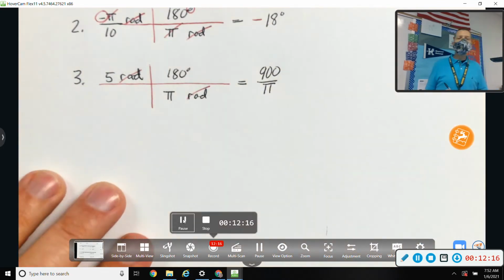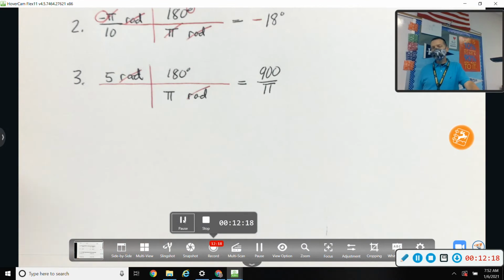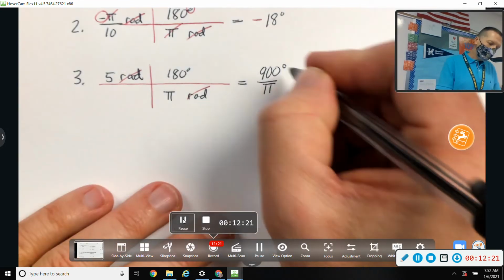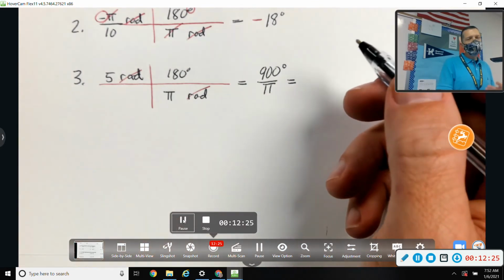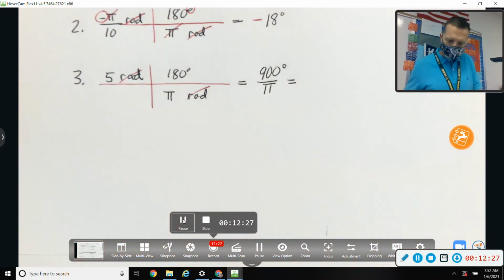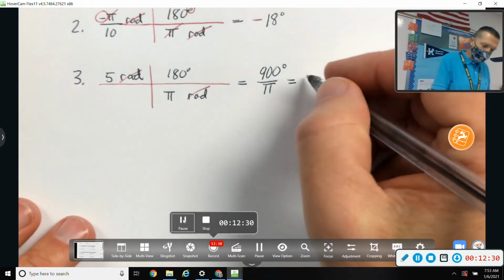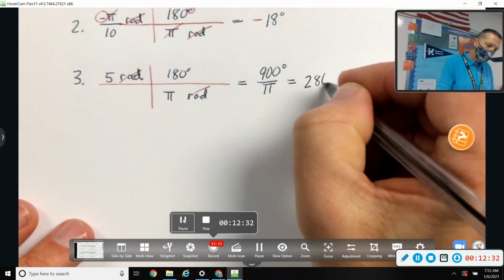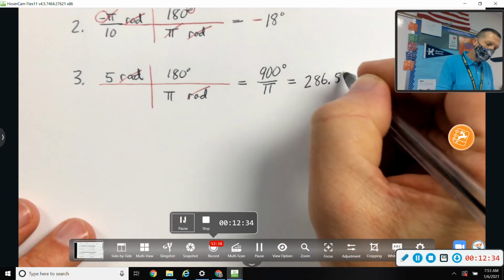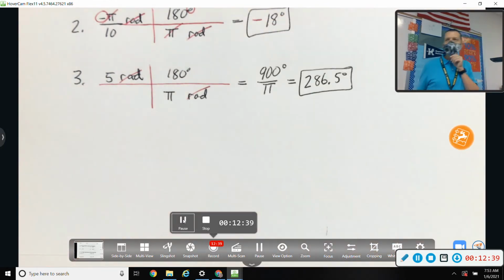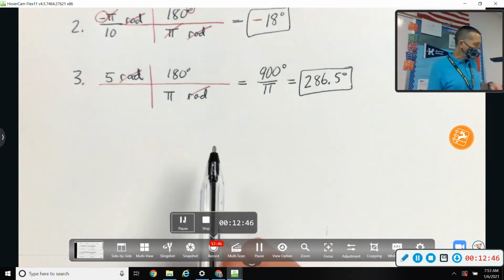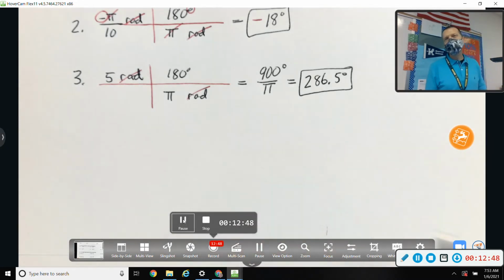900 over pi. That's okay as an answer, but since we're in degrees, we usually only want pi if we're in radians. Pi as part of the answer is okay if we're in radians. If we're in degrees, may as well divide it out and figure out what it is. Especially since all of you think in degrees more than you think in radians, at least for now. By the end of the semester, that will change. But for now, everyone has a much better idea of what degrees look like than radians, right?